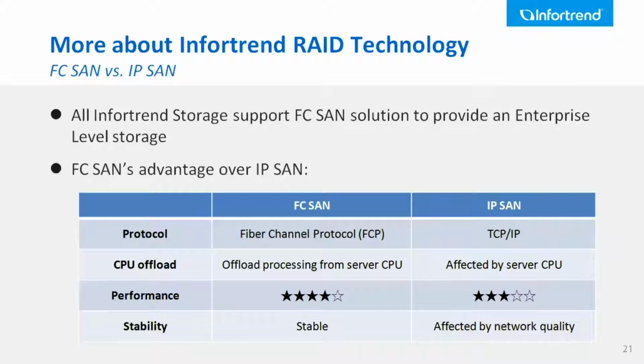Therefore, when further talking about performance, since IPSAN may be affected by CPU or bandwidth factors, Fiber Channel SAN generally has better performance than iSCSI SANs. Also, Fiber Channel networks are relatively small and isolated networks when compared to TCP/IP. So, FiberSAN is generally more reliable and stable than IPSAN. With hardware design RAID architecture which also supports FiberSAN, Infortrend RAID technology offers additional stable and high-performance network solution compared to software-based RAID.